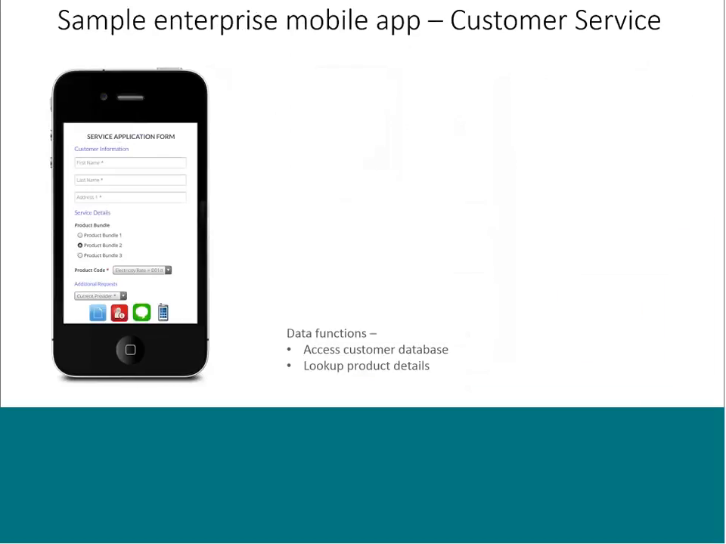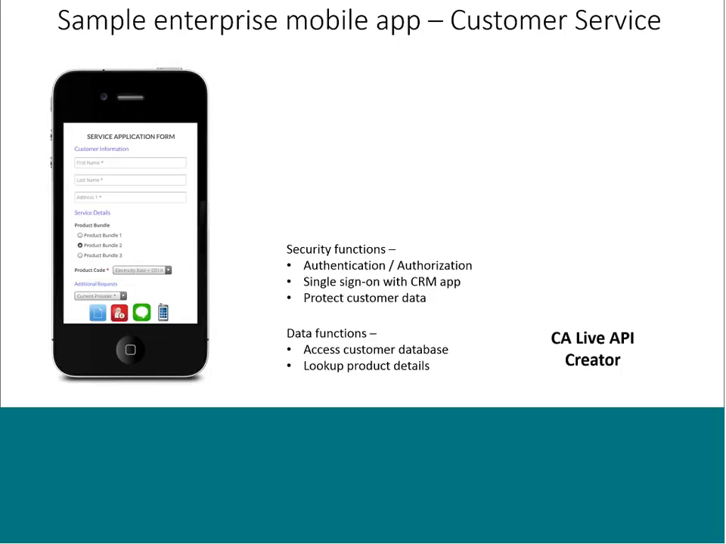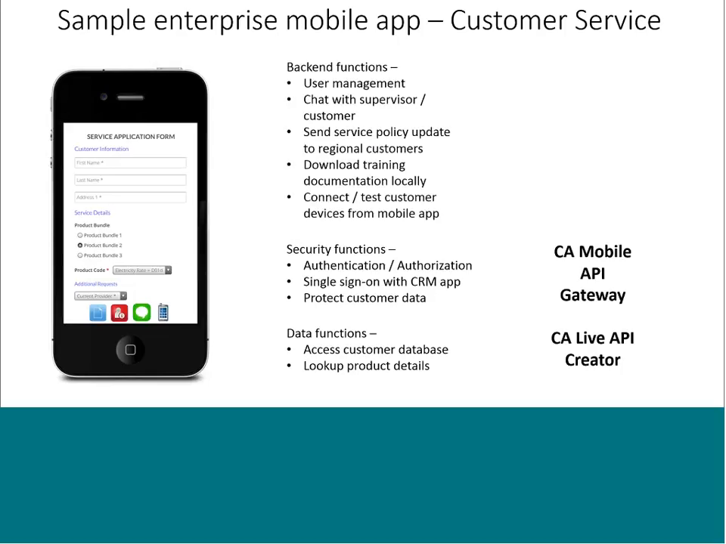So if you look at this app again, the data functions can be done with a product that we call CA Live API Creator. This is part of the CA API management product suite. So I'm just laying it out so that you understand that CA actually offers a very comprehensive solution that covers all parts of building this mobile app. Security functions, we have the CA Mobile API Gateway, which you saw was right dead center, and the mobile app services basically runs on top of the mobile API Gateway. And in terms of backend function enablement and building the mobile app, services helps in doing that.